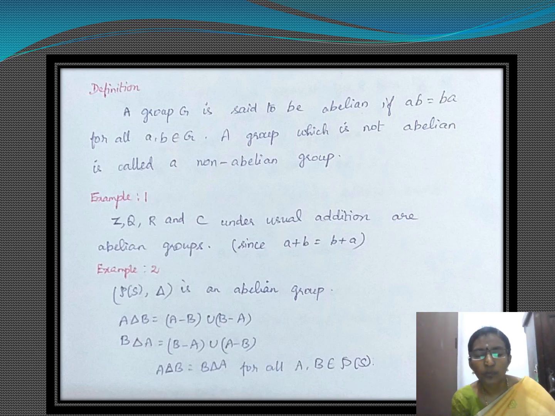Example 2, P of S comma delta. P of S is the power set of S and delta is the symmetric difference of two sets. That is, A delta B is equal to A minus B union B minus A. Then B delta A is also equal to B minus A union A minus B. Both are equal. Therefore, it satisfies the property of an abelian group. Hence, P of S comma delta is an abelian group.